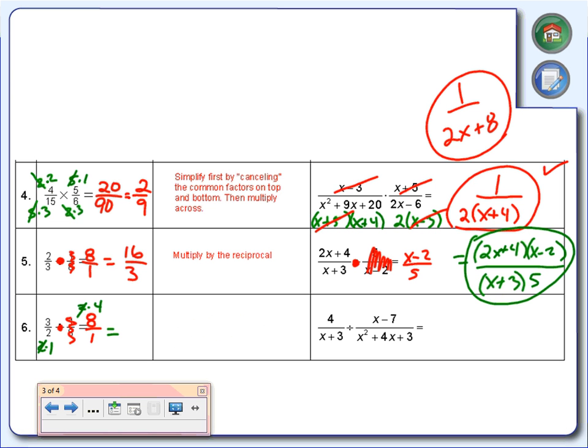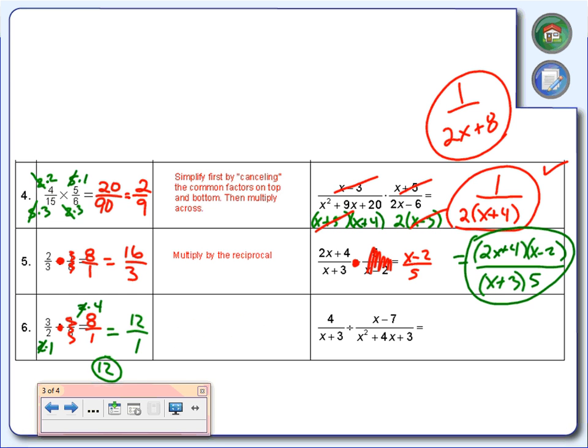meaning if I multiply straight across, now I get 3 times 4, which is a 12, and 1 times 1, which is a 1. So do we usually write fractions 12 over 1? No. Anytime you divide by 1, you just get that numerator. So 12 would be our answer.